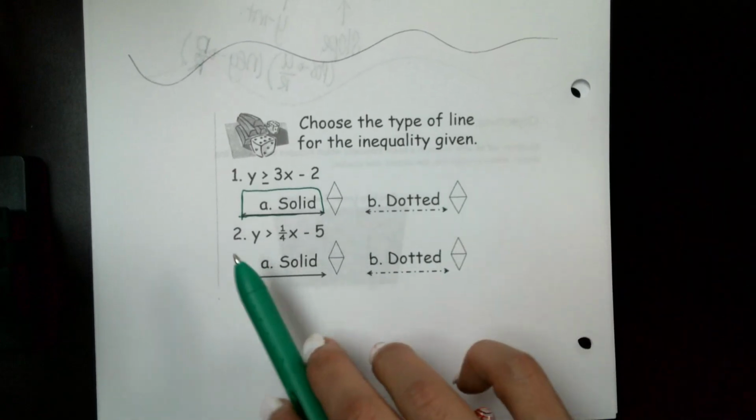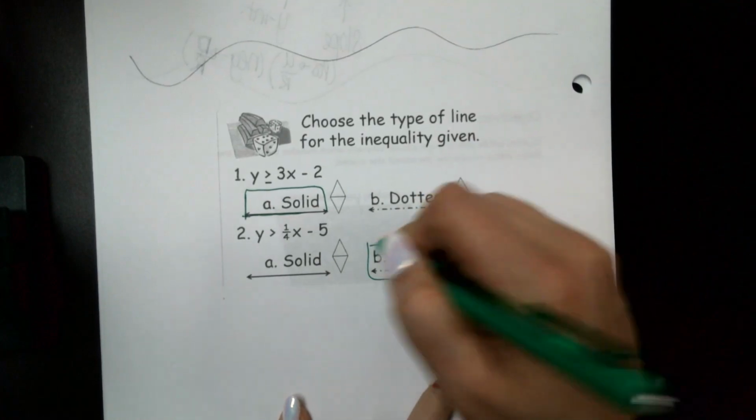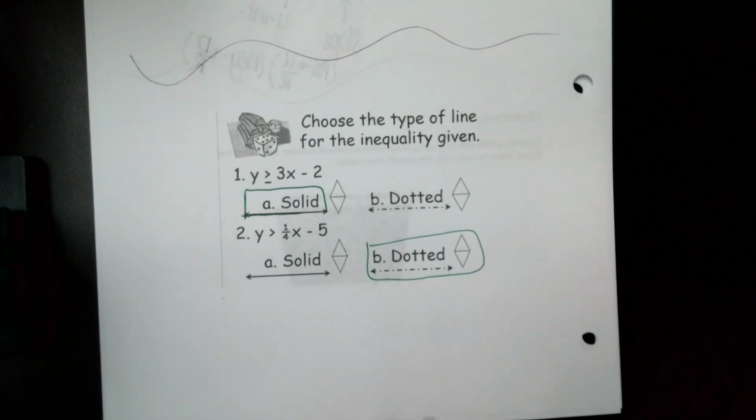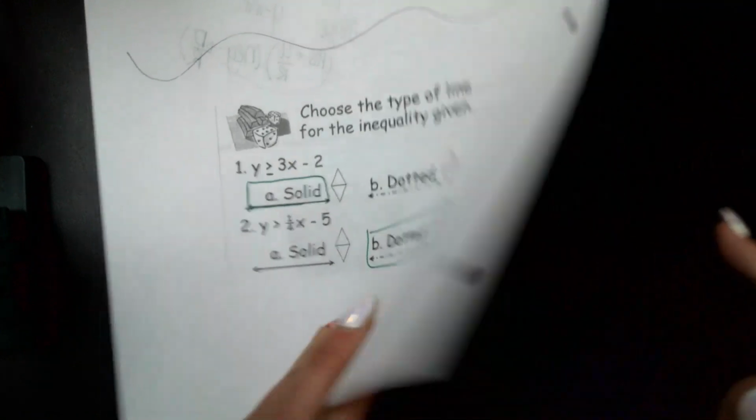How about number 2? That one would be dotted or dashed. Not exactly sure what that's there for, but it doesn't mean anything. All right, go ahead and turn the page.